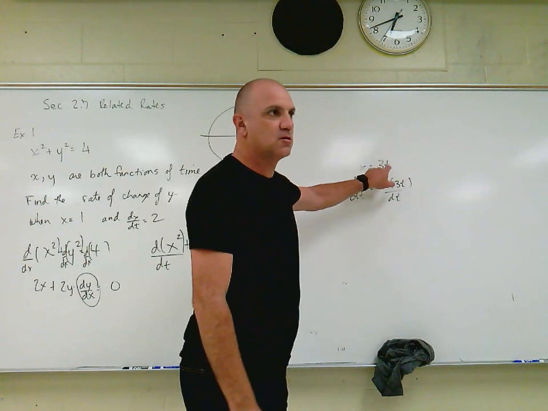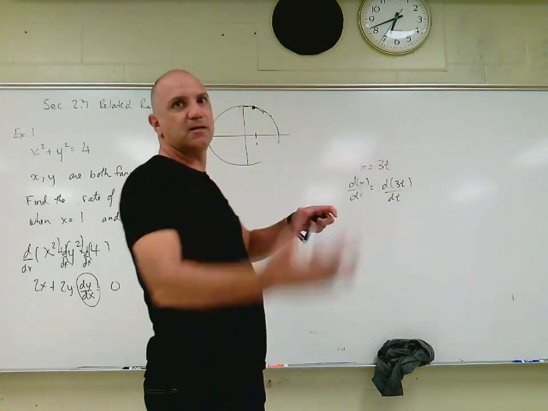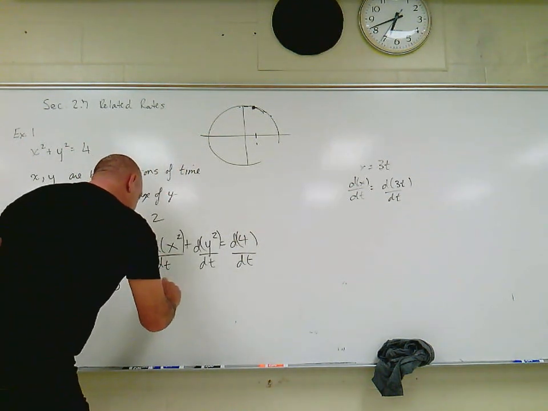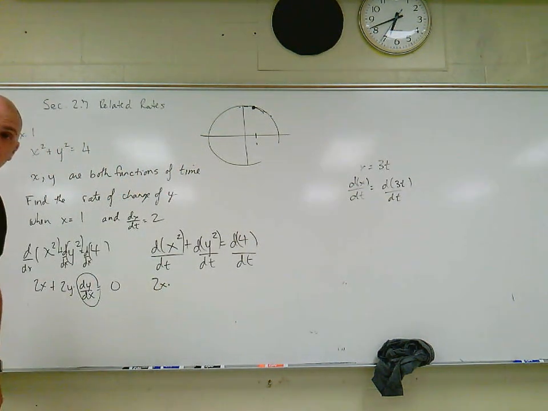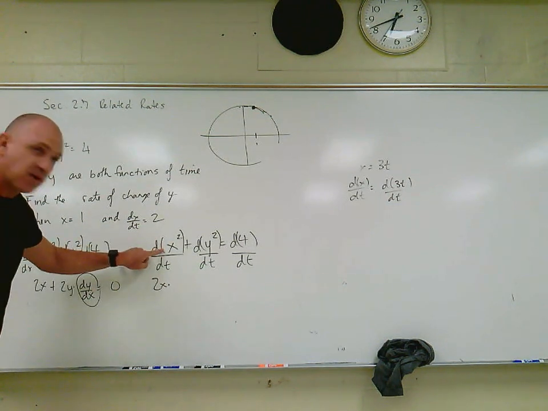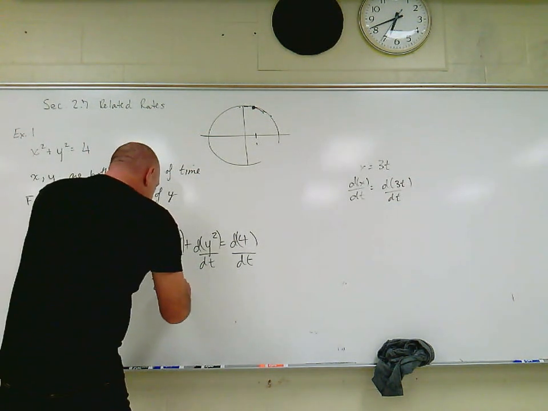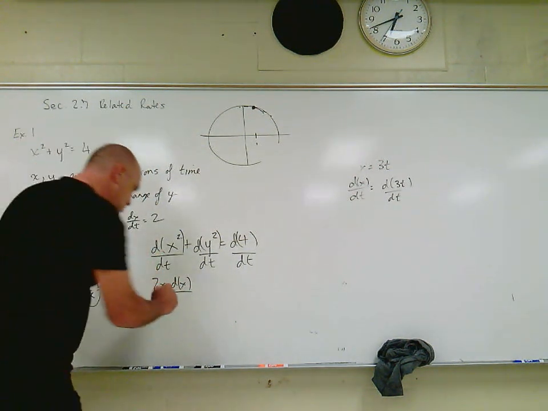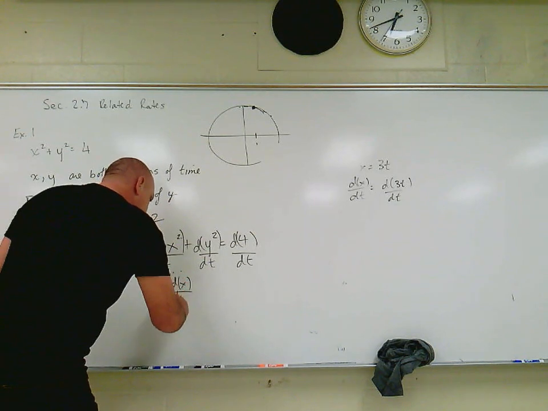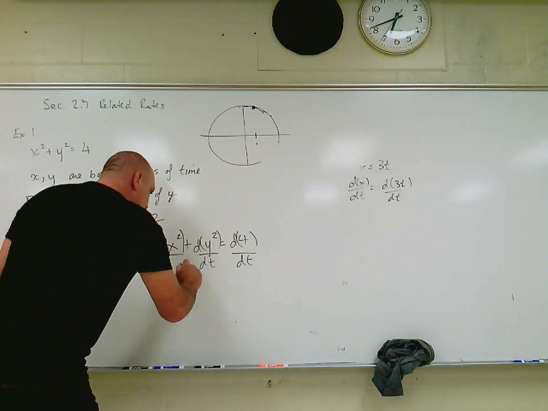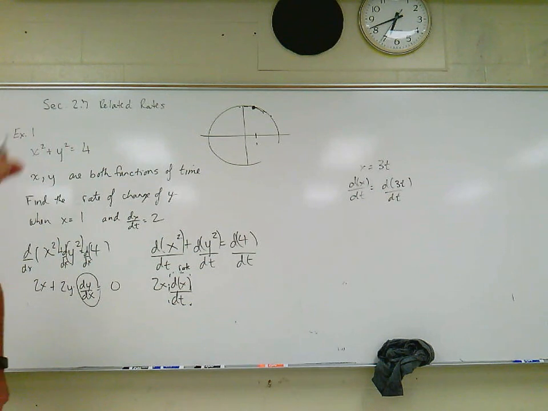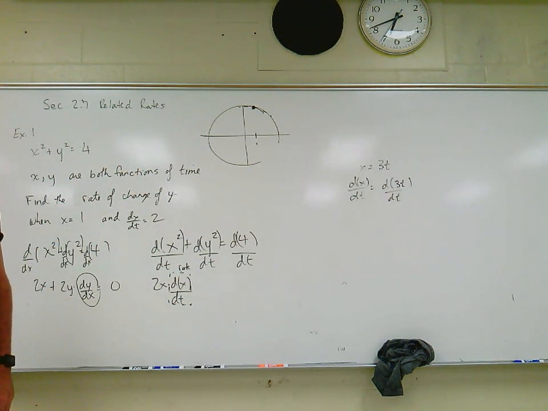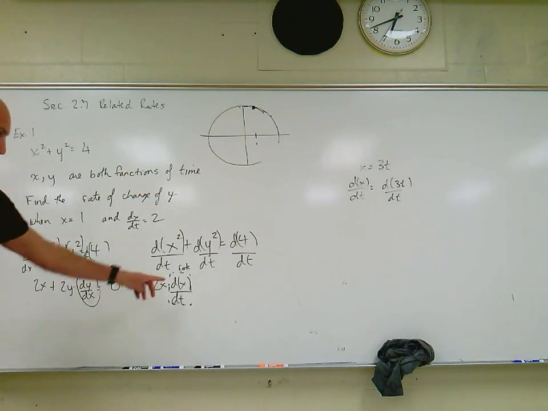So x is some function of time. There's some formula with time. That's how x is moving. So it is 2x, but I have to apply chain rule. So the 2 goes down in front, then I do the derivative of the inside with respect to time. There's your dx over dt. That represents how fast x is moving, how fast we're moving in the x direction. So that's a rate.